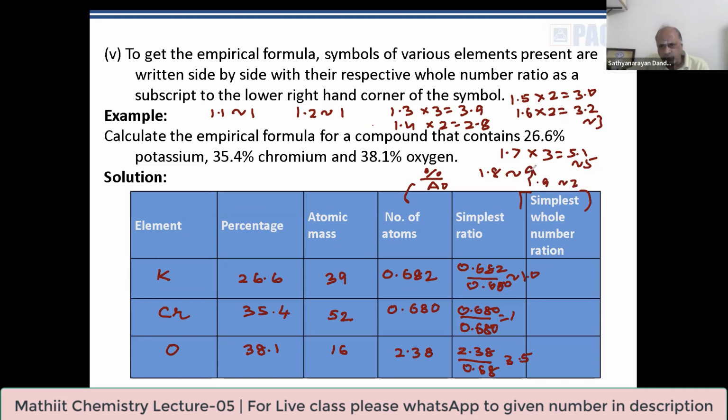So that means I should multiply by 2. If I multiply by 2, it becomes 2. Here also I multiply by 2, it becomes 2. Here I multiply by 2, it becomes 7. Therefore, the formula becomes K2Cr2O7. Empirical formula.